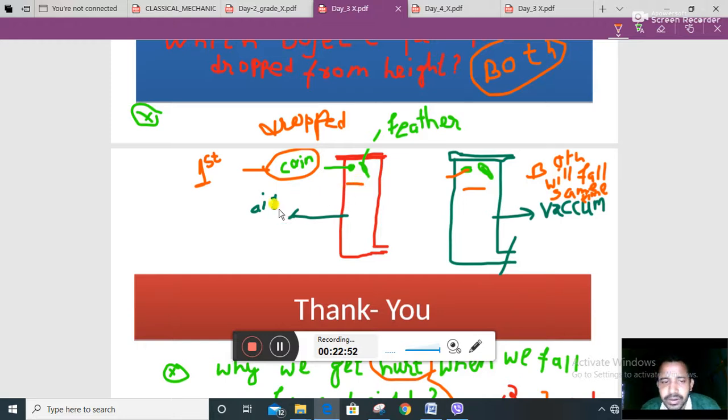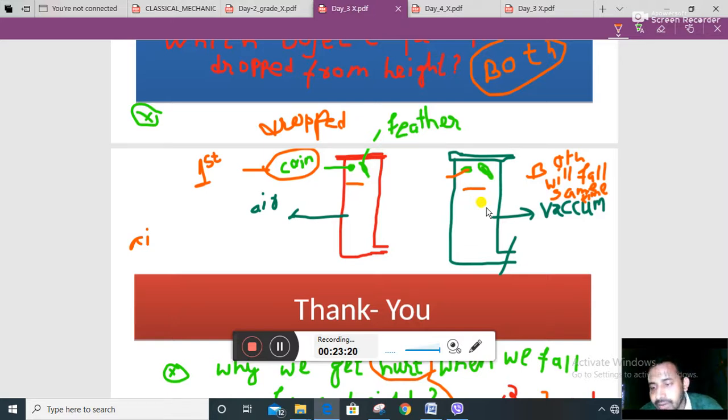Why? Because the air resistance is over here. Air resistance for the coin is less and air resistance for the feather is more. That's why the coin will fall faster. But in case of vacuum, there is no air resistance. Also, one thing you should remember is that Earth only has an atmosphere. So air resistance is present only on Earth, not on other planets or satellites.